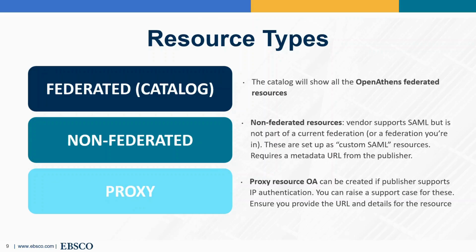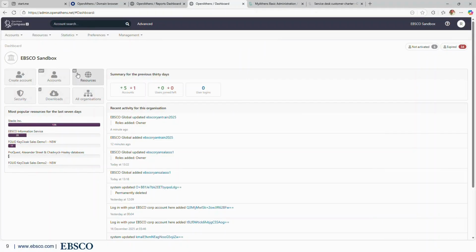The next thing that we're going to take a look at is the resources. Now, when you're looking at OpenAthens resources, or even resources that you subscribe to, it will be classified using these resource types. The first one is federated, and this corresponds to any vendor or publisher that is part of the OpenAthens Federation. And you can access these resources by going to your resources tile.